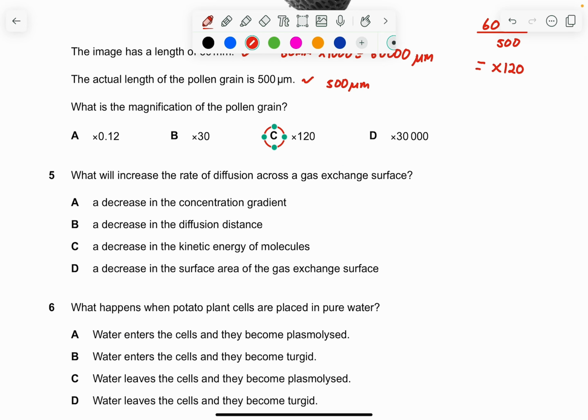Question 5. What will increase the rate of diffusion across a gas exchange surface? A decrease in the concentration gradient, this is wrong. It should be an increase because diffusion goes from higher concentration to lower concentration. A decrease in the diffusion distance, yes, this one is correct because the nearer the distance is, the faster diffusion can occur. The further away, the slower the diffusion will be. A decrease in the kinetic energy of molecules, no, it should be an increase, and an increase in surface area again. So the answer is B.